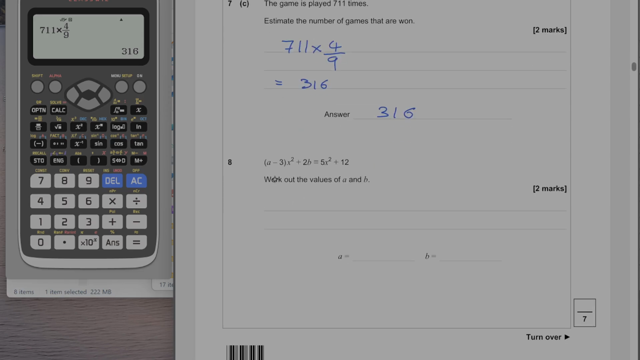Question 8. So quite a complicated expression is identically equal to this. Work out the values of A and B. Okay, so it looks complicated, but in effect it's just saying that is going to be equal to that, and that has got to be equal to that. So A minus 3 must be equal to 5, so A must be equal to 8, and then 2B must be equal to 12, so B must be equal to 6, so 8 and 6.